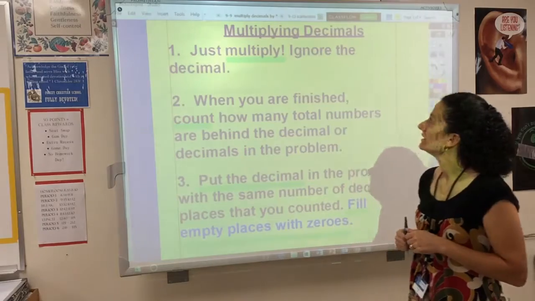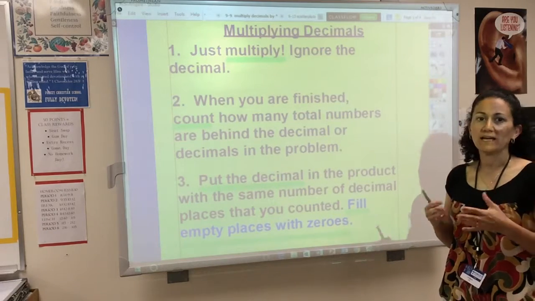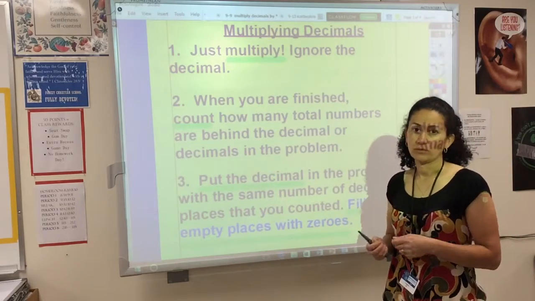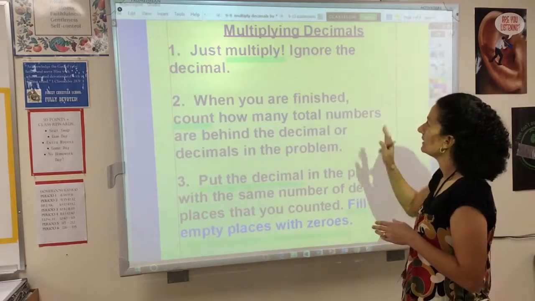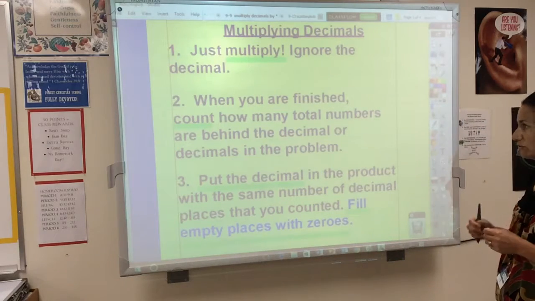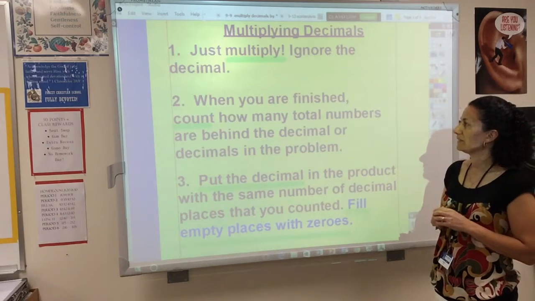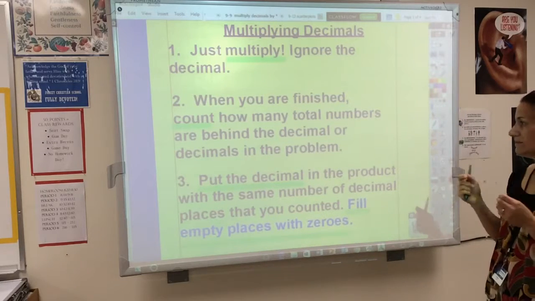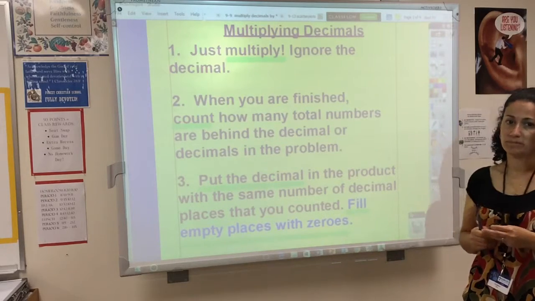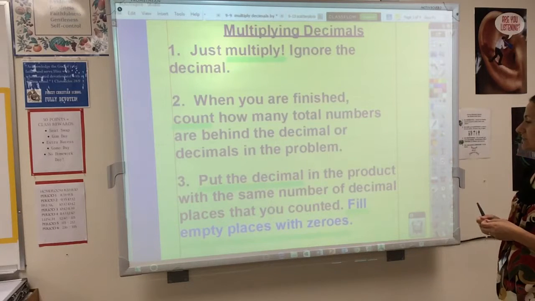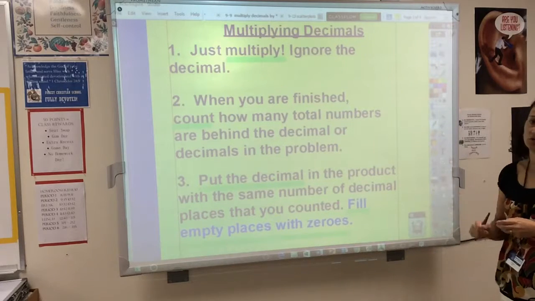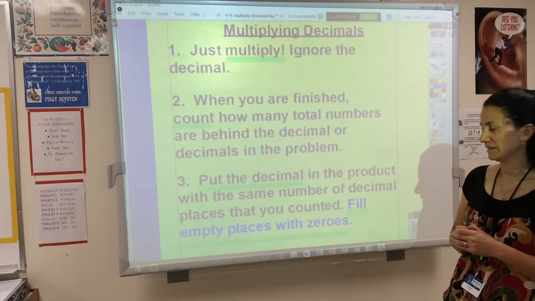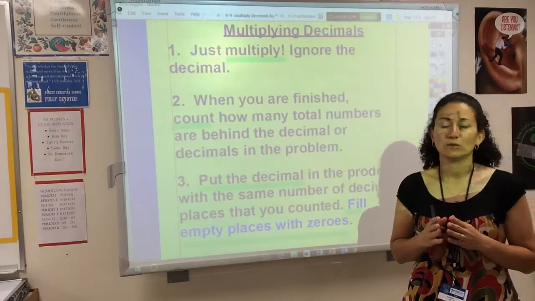So step 1, multiply as you usually would multiply a 2 by 2-digit number or 3 by 3-digit number. Ignore the decimal at first. When you're finished, you're going to count how many total numbers are behind the decimal point or decimal points in the problem. Step 3 is to place the decimal in the product, or your answer, with the same number of decimal places that you counted and fill in any empty places with 0.